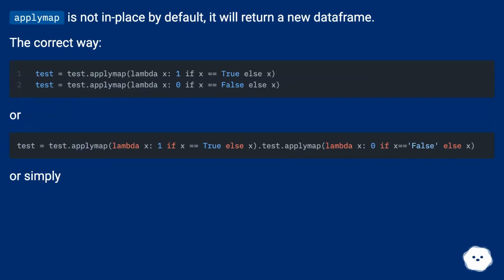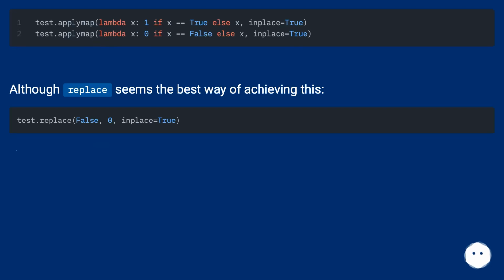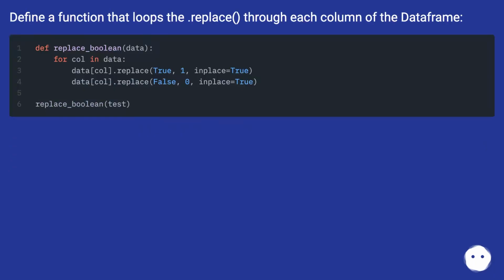Applymap is not in place by default, it will return a new data frame. The correct way. Or simply. Although replace seems the best way of achieving this, define a function that loops the dot replace through each column of the data frame.